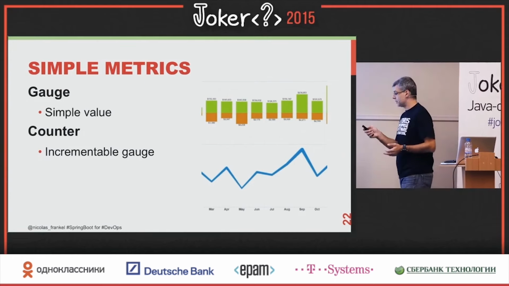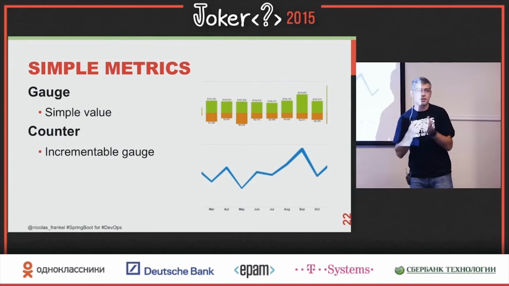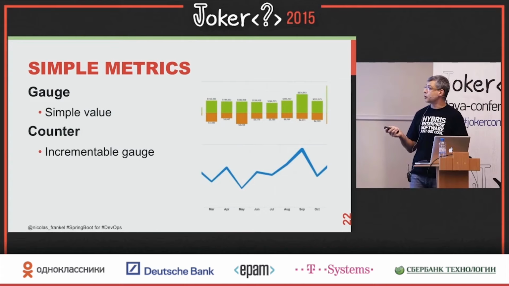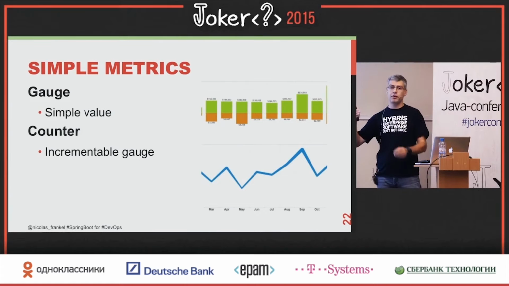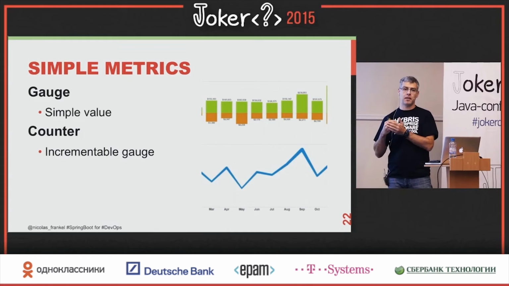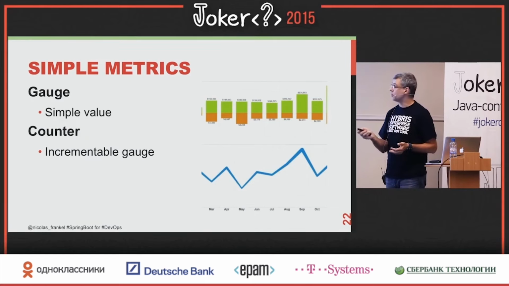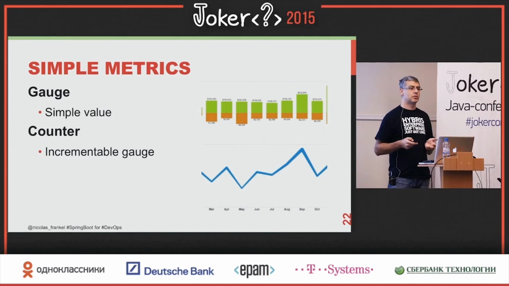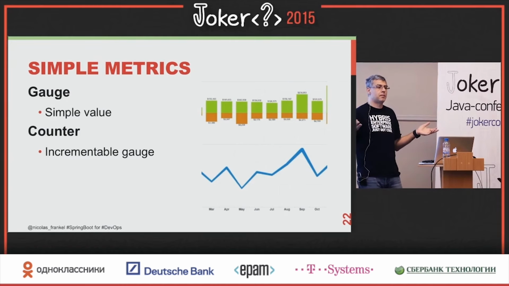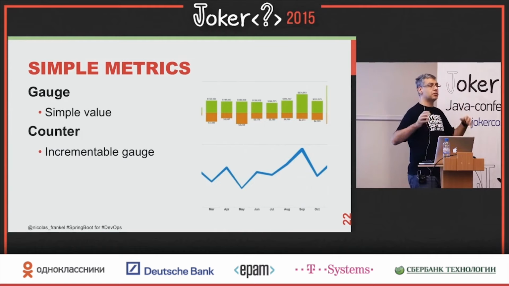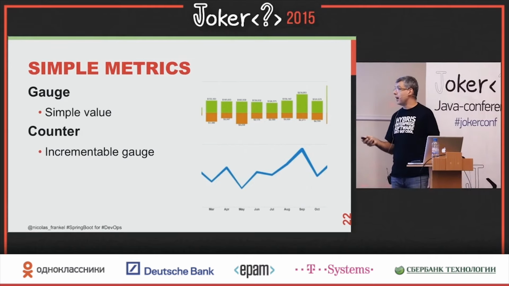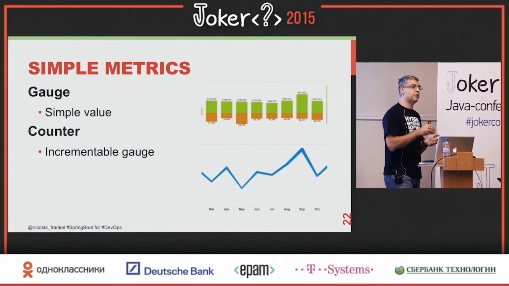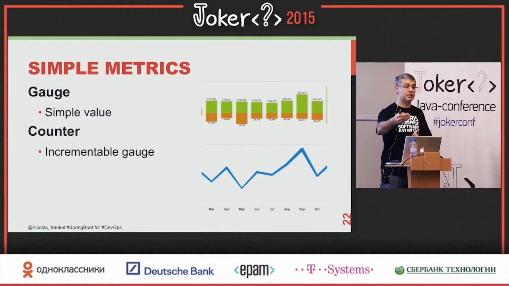For example, simple metrics, you have a gauge. A gauge is a simple value. Okay, it's a definition. A gauge is a simple value. A counter is an incremental gauge, meaning you can infer the next value from the previous one. For example, the response time, is it a gauge or counter? The response time of a page. It's a gauge because it cannot be inferred. Okay? Probably there might be a correlation, but the exact value cannot be inferred anyway. And the number of times a particular page has been viewed can be inferred. You increment it by one each time you receive a new request.